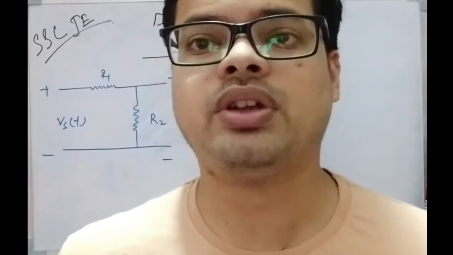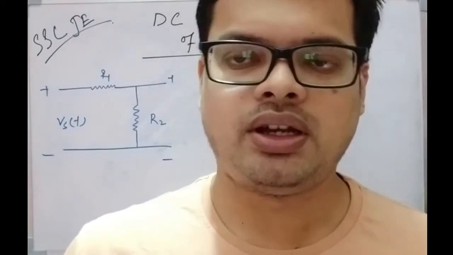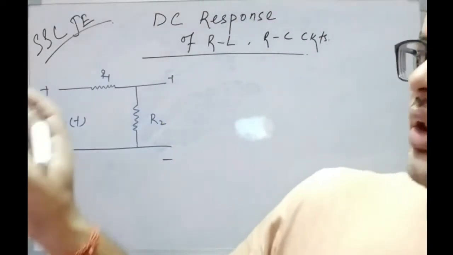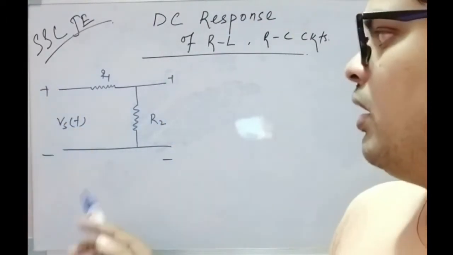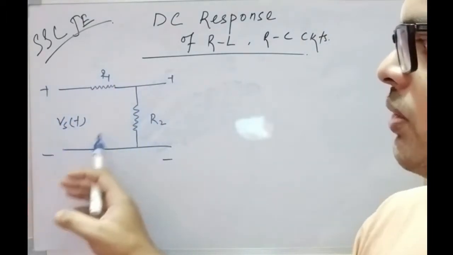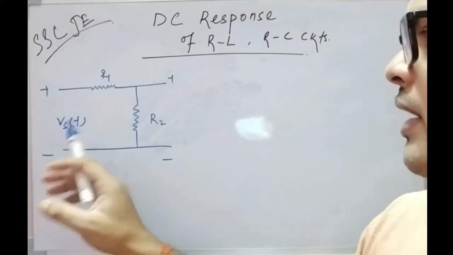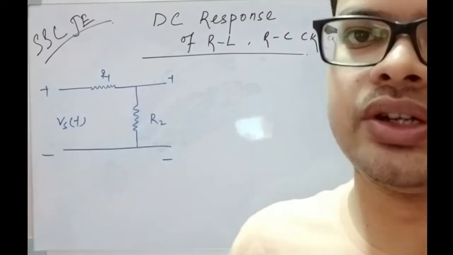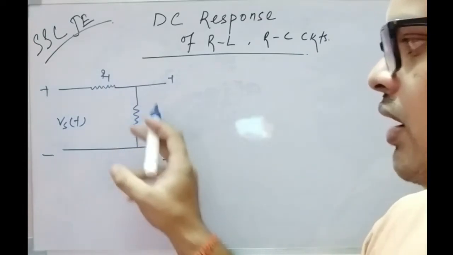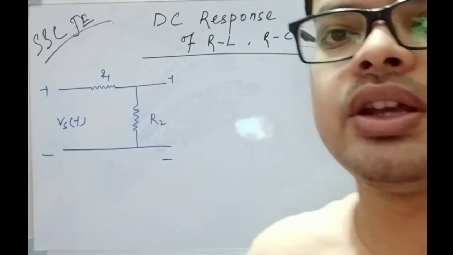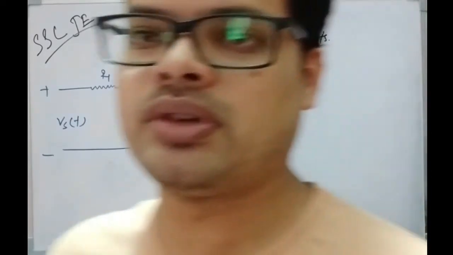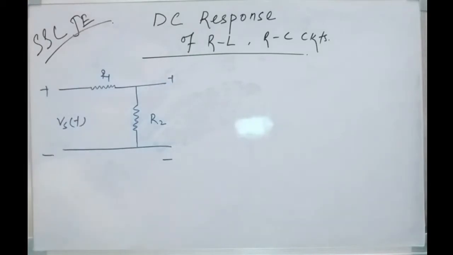Before going to the RL and RC circuits, let us discuss resistive circuits. Here, there are two resistors R1 and R2, and there is a source Vs of t. The output voltage is taken across R2. So what will be the output voltage? Just calculate or write the expression here.